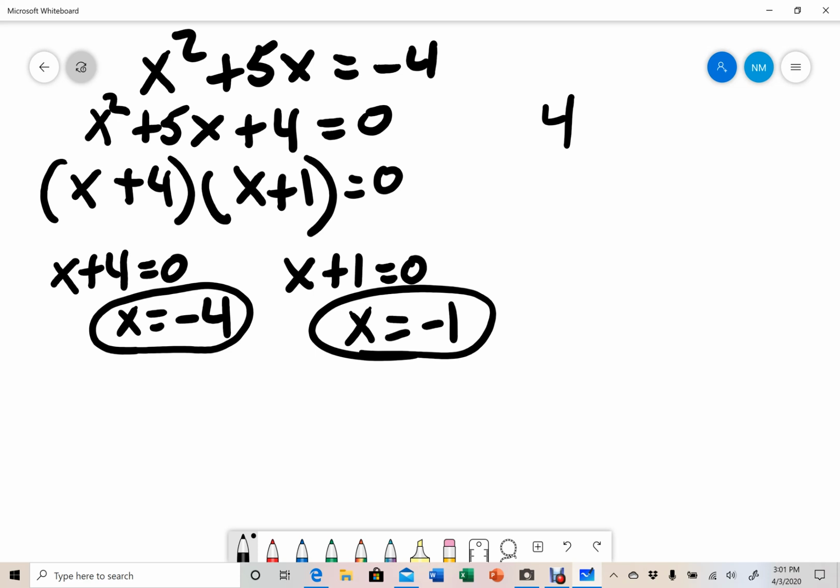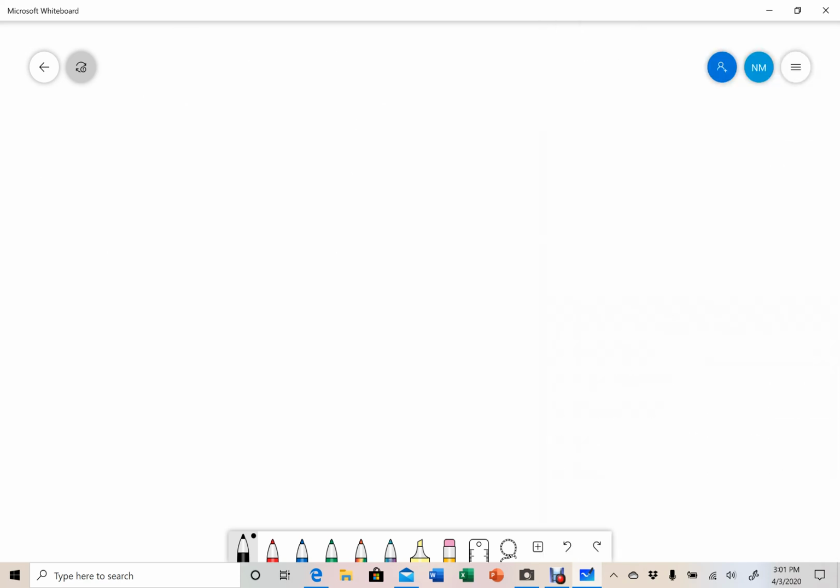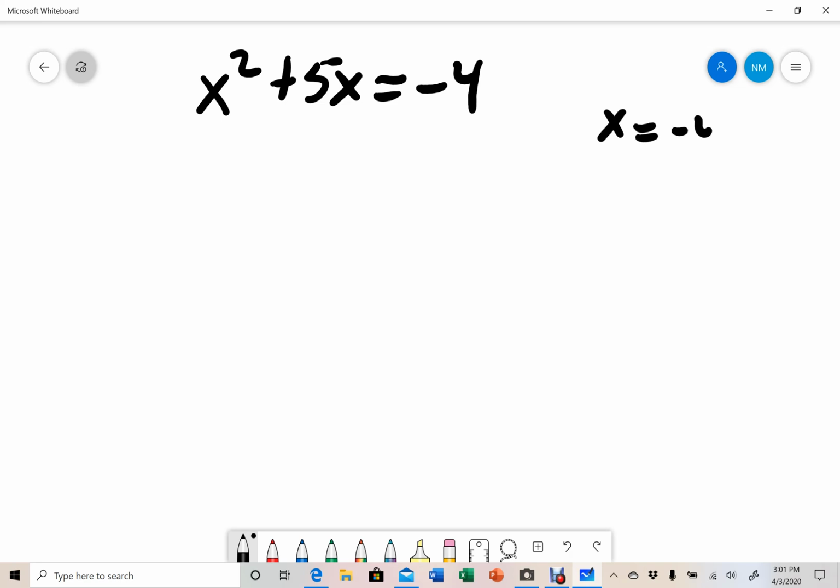My next step then is to check. Okay, so I'm going to start off with my original equation, which was x squared plus 5x equals -4. Okay, I had my answers of -4 and -1. Okay, and I'm going to try both of these.